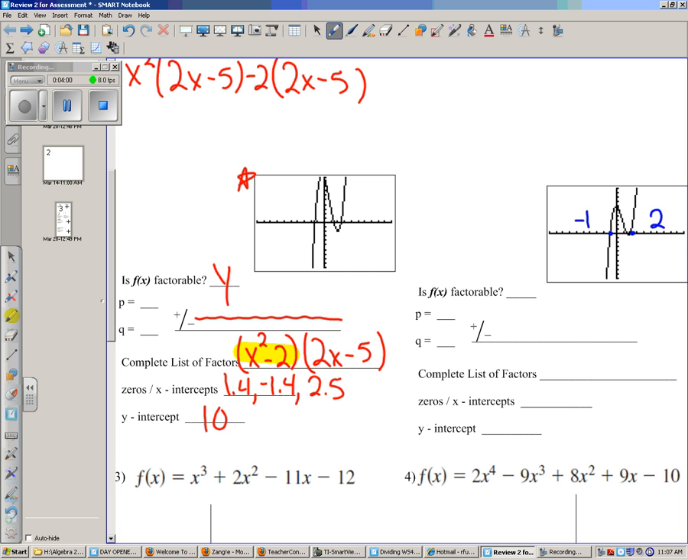So filling in my blanks, is it factorable? No. Technically, I'm supposed to come up with my P over Q list. P is 6. Q is 2.